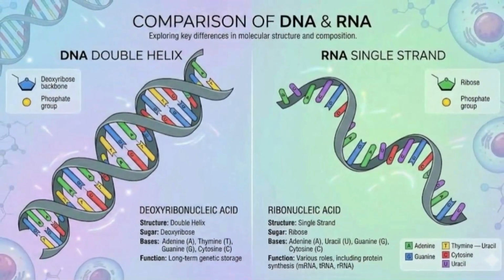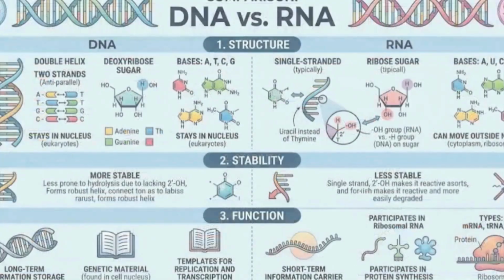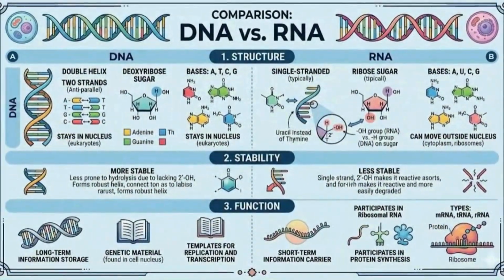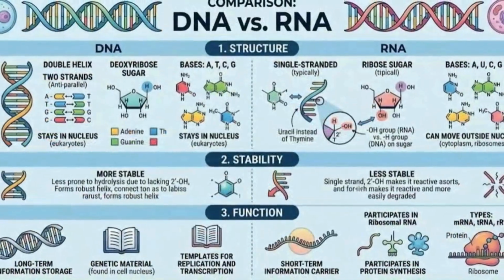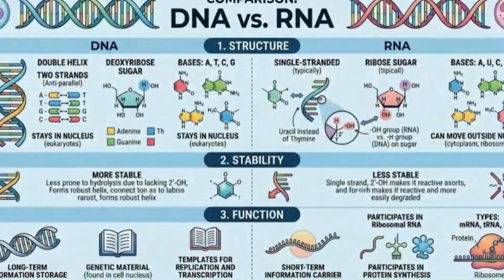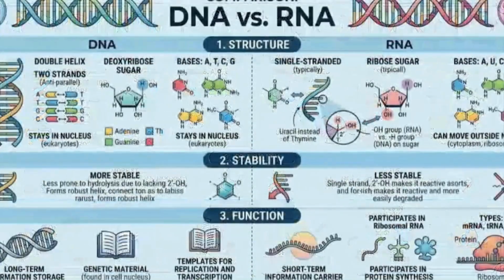different cellular processes. Another important difference is in the nitrogen bases. DNA contains adenine, thymine, guanine, and cytosine, while RNA contains uracil instead of thymine. In addition, the sugar in DNA is deoxyribose, whereas RNA contains ribose sugar. These differences affect both molecular stability and biological function.